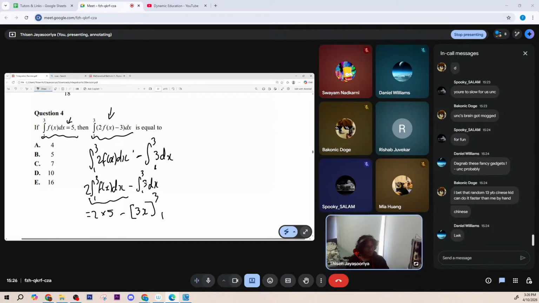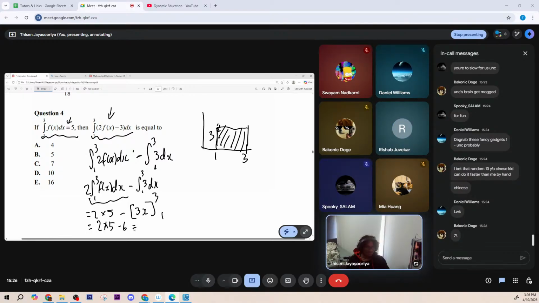Or, if you want to think about it as areas, we can think about it as, what is the area of just this rectangle? Because that's what this represents. What's the area of the rectangle that goes from 1 to 3 and has a height of 3? 6. So we get 2 times 5, take away 6, which is 4.